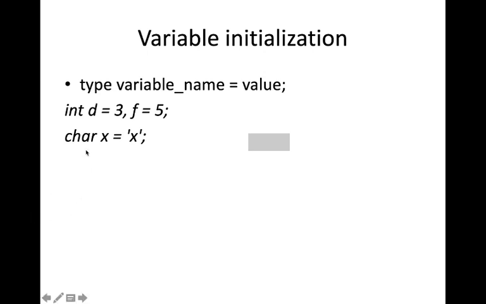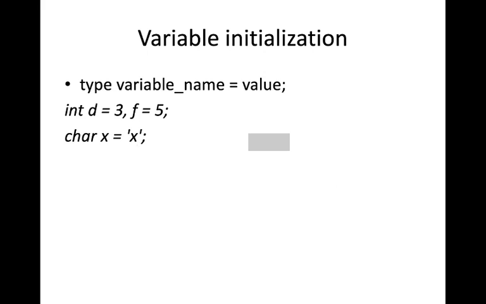Then the second type is char type. So char x is of character type, and when you initialize a character, if you want to assign a character value, it should be included in single quotes. So the ASCII value of this character will be stored in x. We'll see about ASCII values in later sessions. Now you need not worry.